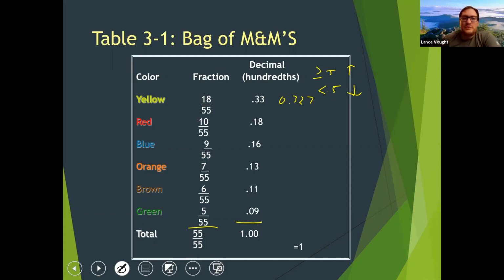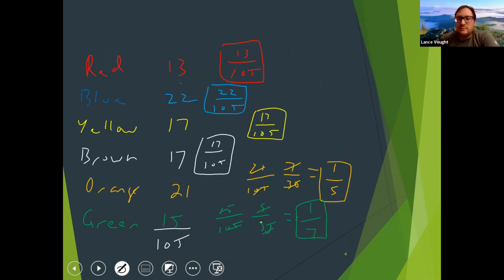What I wanted to do is use our own data, since we did this collection last week, and convert all of this to a decimal. Now that we've done the fraction piece, we can take this one step further and find the decimal value. So if you do 13 divided by 105 in our calculator, we get 0.1238.